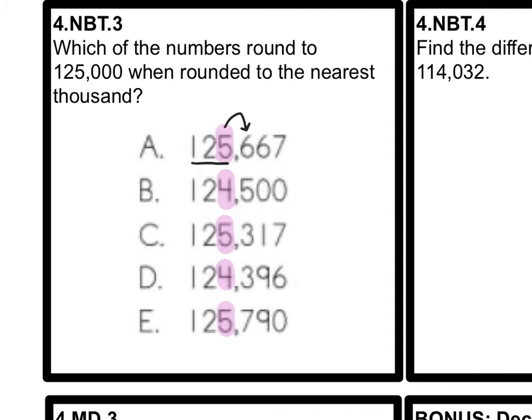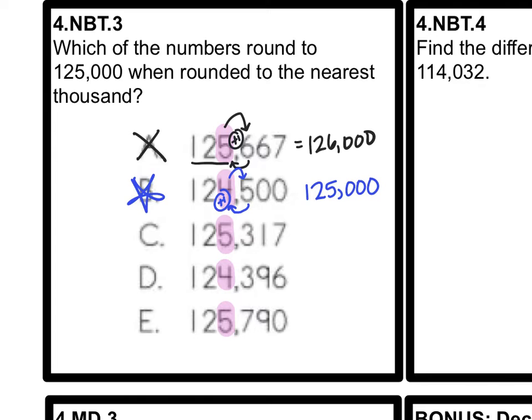So this 5 is going to look to the 6 to ask it what to do. Since the 6 is a 5 or more, it will up the score of the 5, meaning changing it by 1 to make this 126,000, which will not work. So let's try the next one. On this one, the 4 is going to look to the 5 to tell it what to do. And the 5 is going to up the score of the 4 because it's 5 or more. So now we have 125,000, which will work. So this is a possibility.